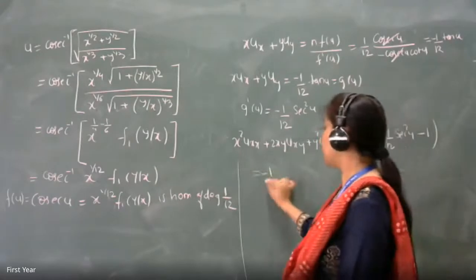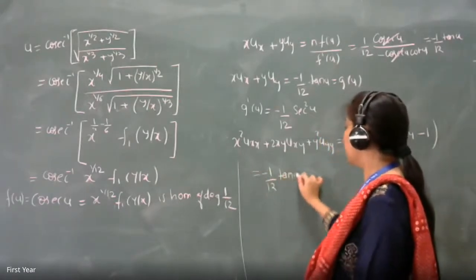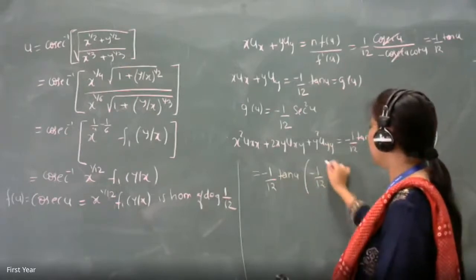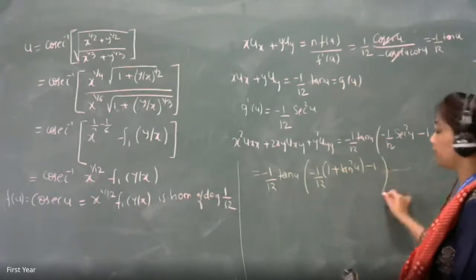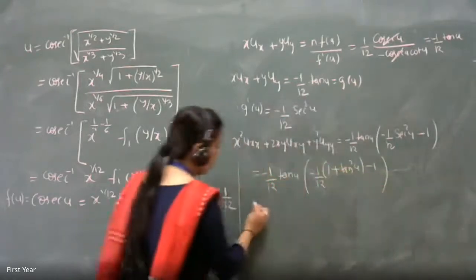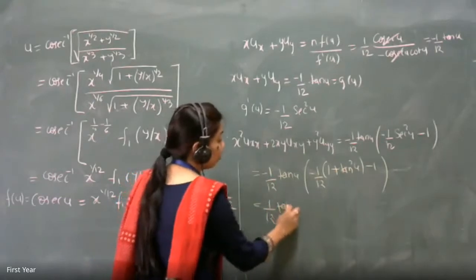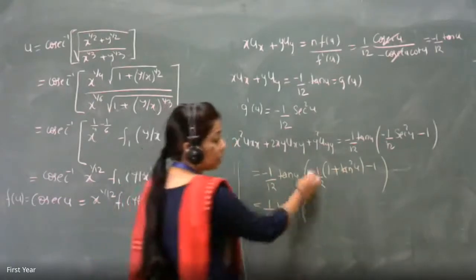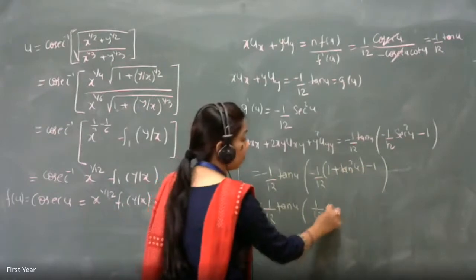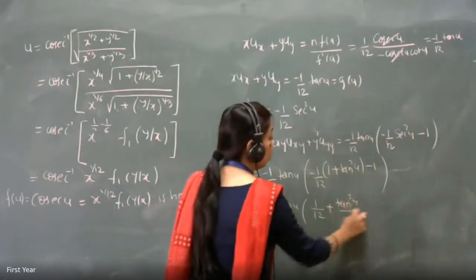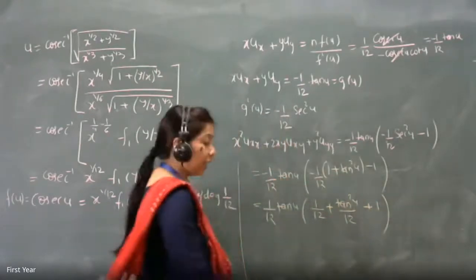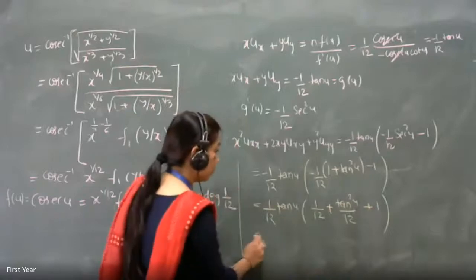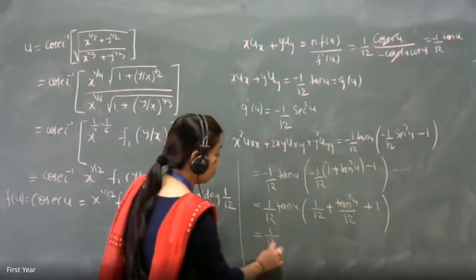So this is equal to minus 1 by 12 tan of u into bracket minus 1 by 12 sec square u, which is 1 plus tan square u, minus 1. So taking minus sign common, you get 1 by 12 tan of u as it is into bracket, minus I have taken common, so it is 1 by 12 plus tan square u by 12 minus 1, so it will become plus 1. Taking LCM, this 12 will come here and it will become 1 by 12 tan u. 12 into 1 is 12.